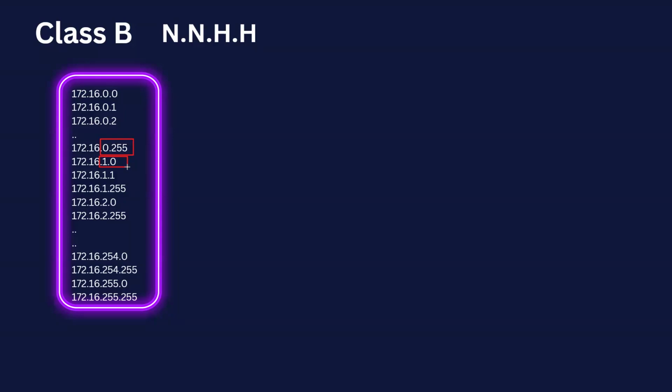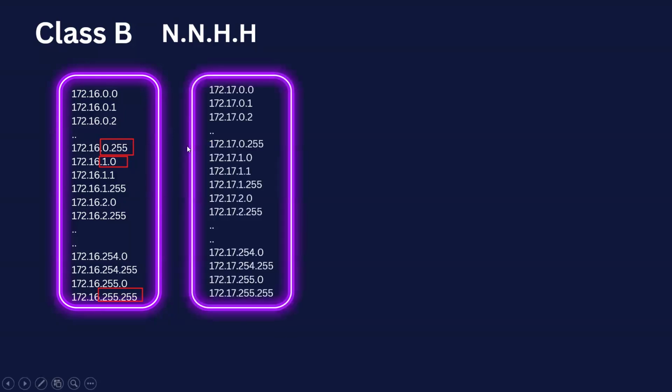And somewhere down the line, you would have 255.0 to 255.255. Once both those octets are full, then the 16 changes to 17. Same logic. As long as the host portions are changing, it just indicates a change in the host. It's a different device. But all of them still belong to the same network, the 172.16 network. So from 16.0.0 all the way up to 16.255.255, all of them belong to one single network.